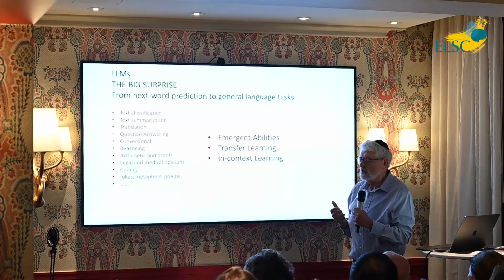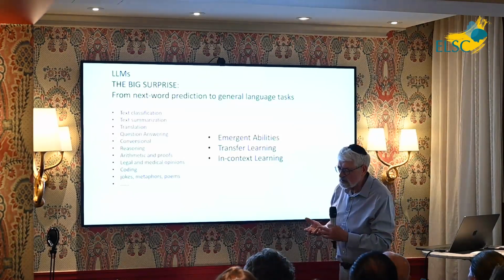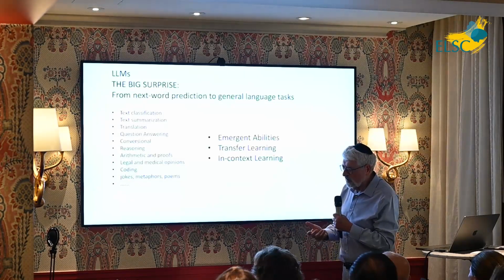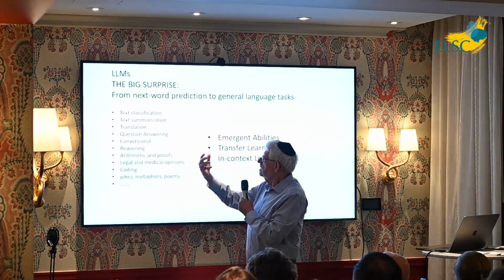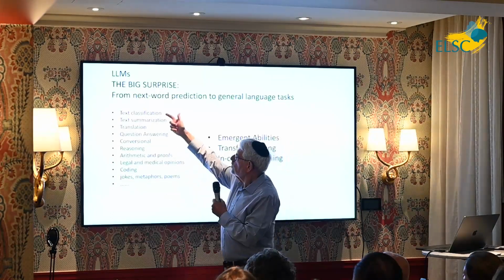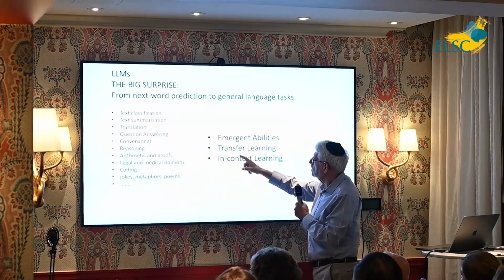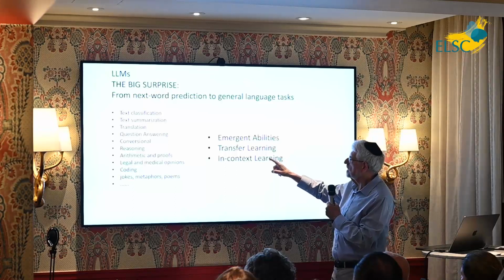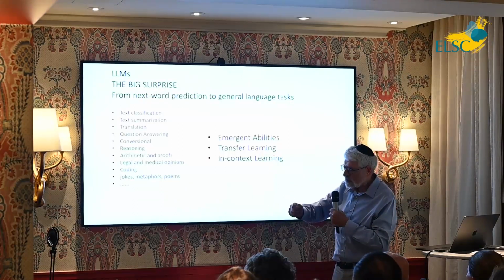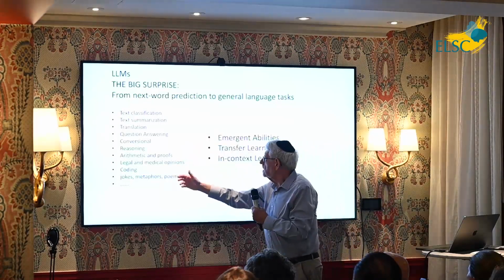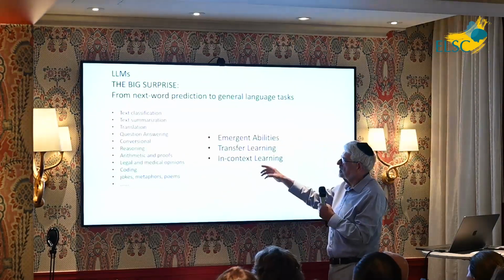It means abilities that you didn't put into the system in any explicit way, but the system somehow organized the representations to be able to do all this. Or it's called transfer learning, because you transfer the learning from one task, predict the next word, to many different tasks. Or in-context learning, etc.